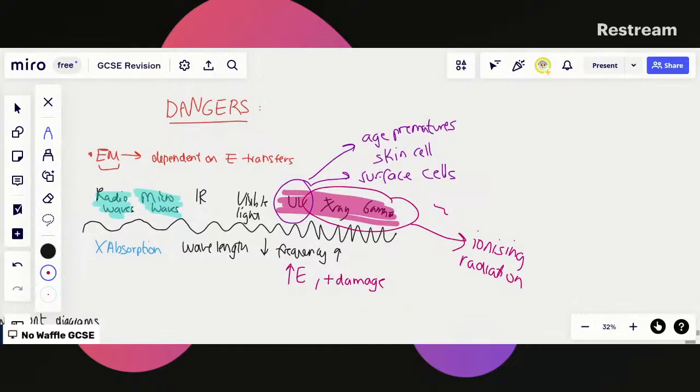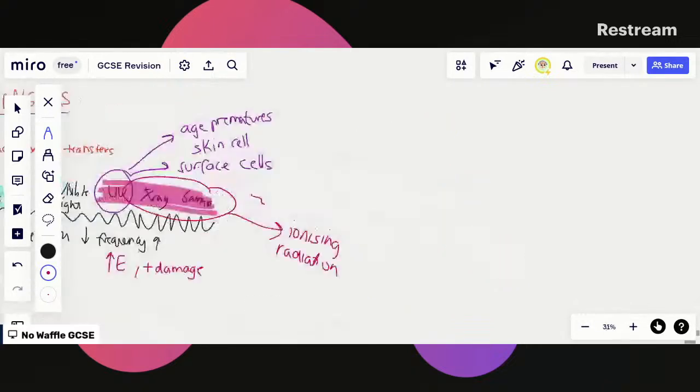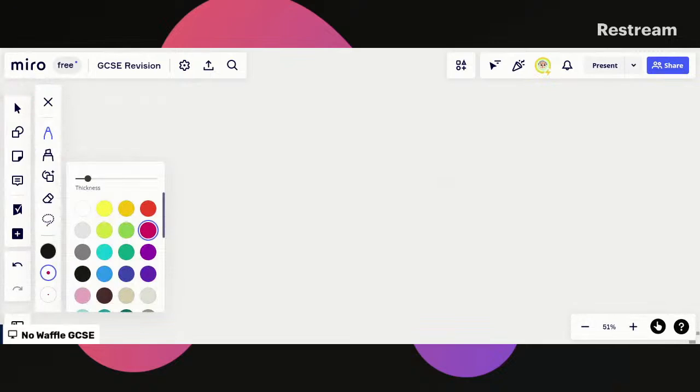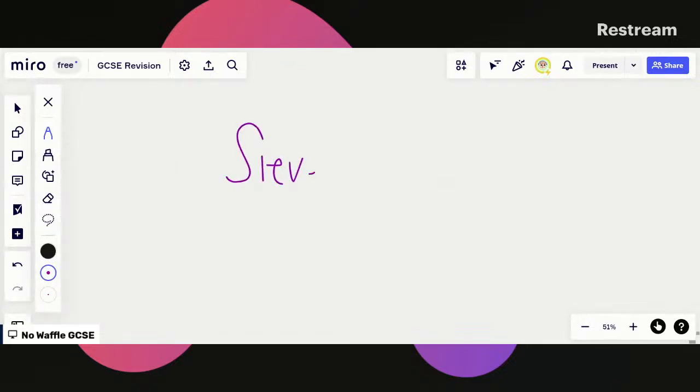Now, in order to measure the dosage of the risk, we use something called sieverts. So that's the way we measure the risk of a radiation dose. So whilst UV radiation, X-rays and gamma rays can all be quite harmful, they're also really useful. So before any of these types of electromagnetic radiation were used, people would look at how the benefits outweigh the health risks.